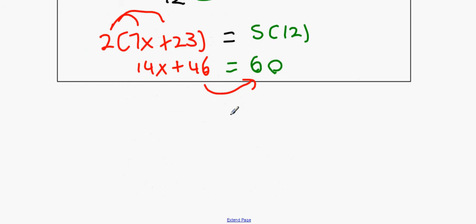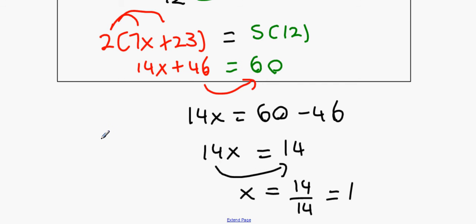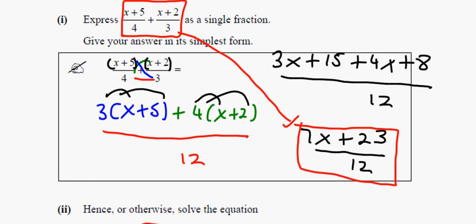46. Bring it over to the other side. 14x equals 60 minus 46. And what we're going to get is 14x is the same as 14, because 60 minus 46 is 14. Use your calculator. It's divided by 14, so x equals 14 divided by 14, and that equals 1. Okay, that's your answer.